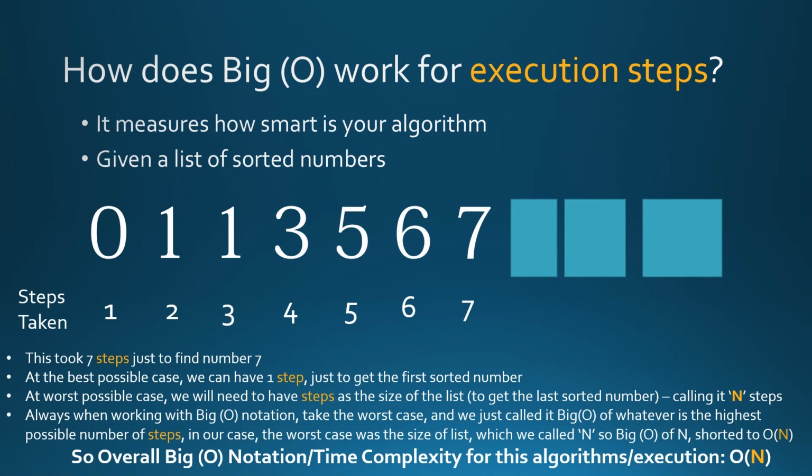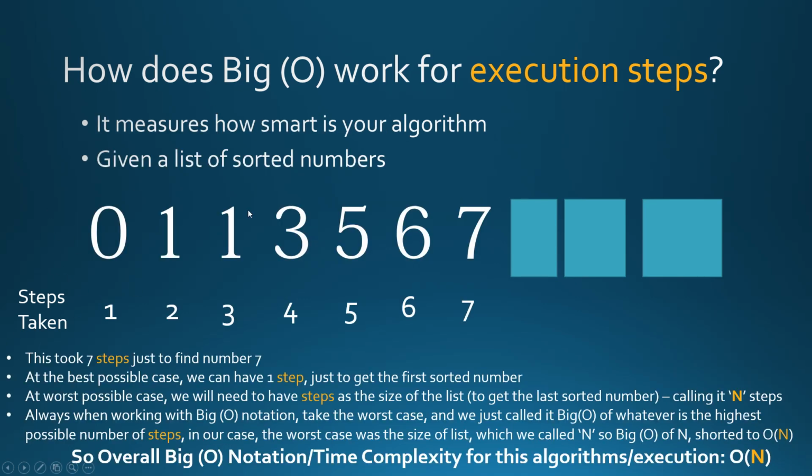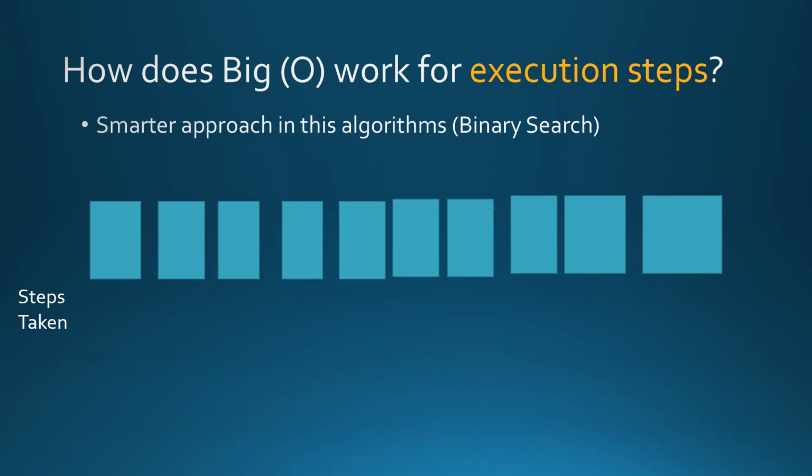Now we're going to talk about a smarter algorithm. It's the same list, but it's a smarter algorithm. The algorithm that we're going to use is called binary search. If you're not familiar with binary search, it's okay, don't panic. We're going to show a visualization here. It's the same list, but we need to take care of how many steps we have taken. Remember, previously we took 7 steps just to reach 7. For this example, we also want to search for 7.